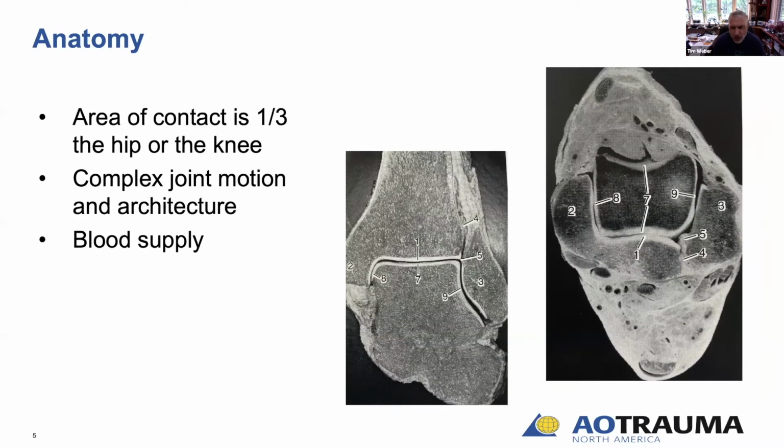The ankle joint is a complex joint. You see it here with its complex articulations. It's interesting that despite all of these articulations, it still has only 1/3 the contact surface area of the hip or the knee. And so this is going to transmit the same force as the hip and knee, just through a smaller surface area, so much more prone to wear out.